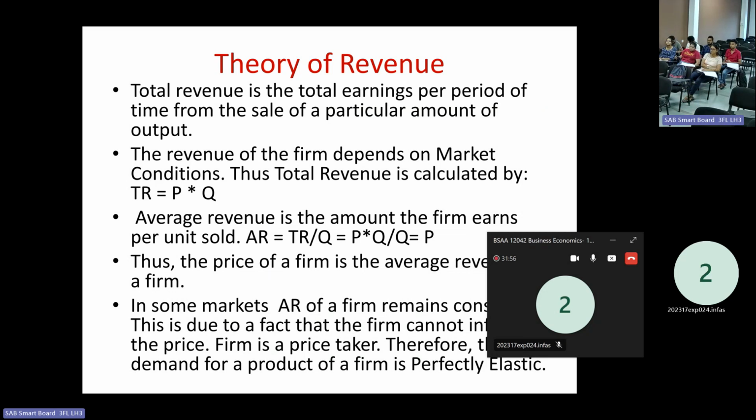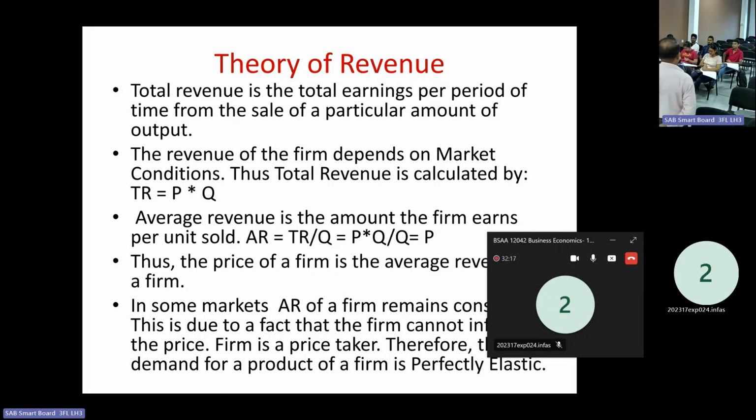So how do we calculate the revenue? That is price into quantity. Here Q means what? Q means quantity, which depends on market demand. That is the demand, depending on the demand in the market.